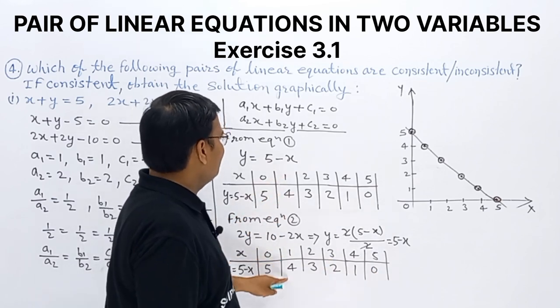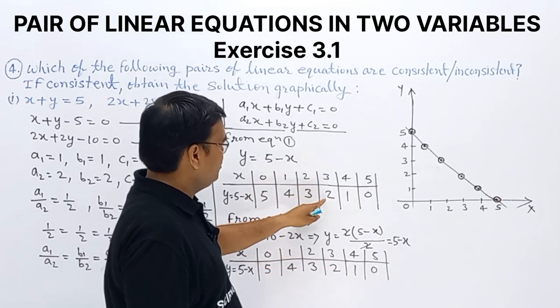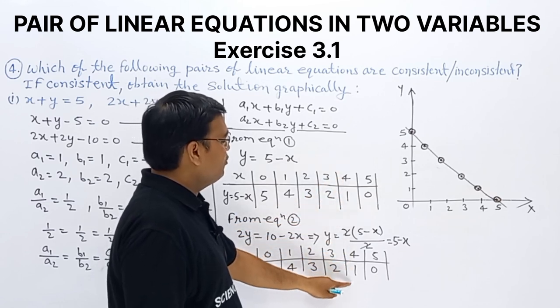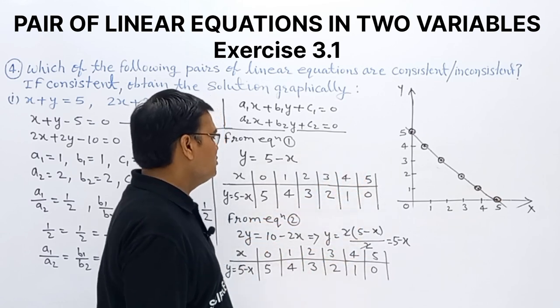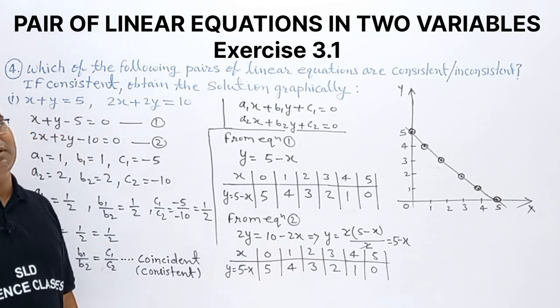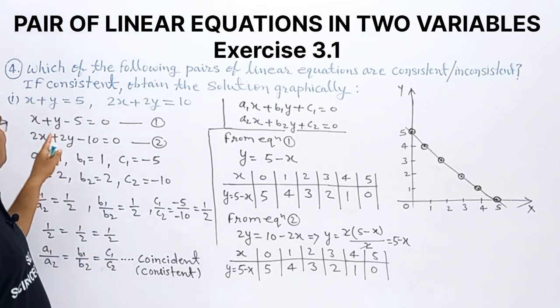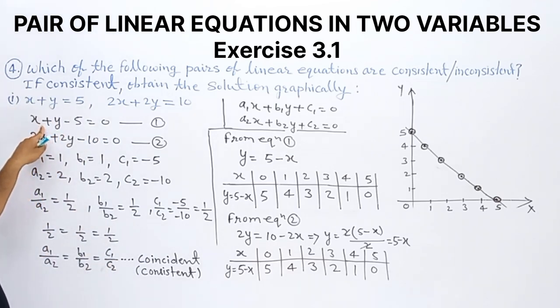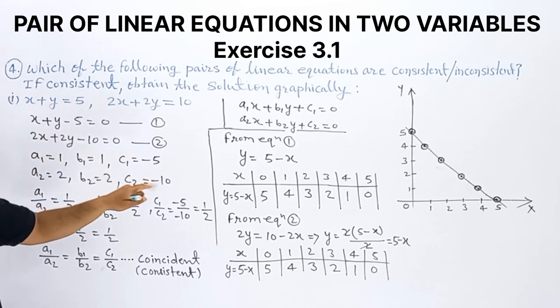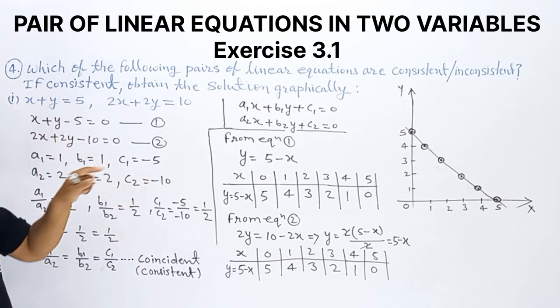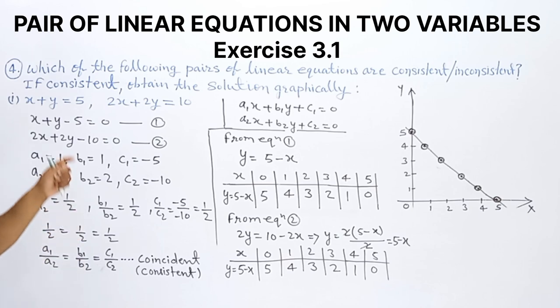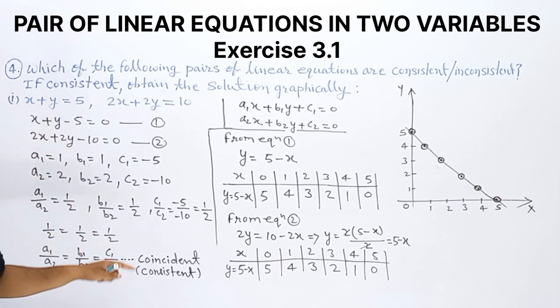1 and 4, 2 and 3, 3 and 2, 4 and 1, 5 and 0. So these are the solutions of these 2 equations. Once we put x equal to 0, y will be 5. x equal to 5, then y equal to 0. Similarly, x equal to 2, then y equal to 3 will be a solution of these equations. So graphically we can obtain the solution of linear equations in 2 variables.